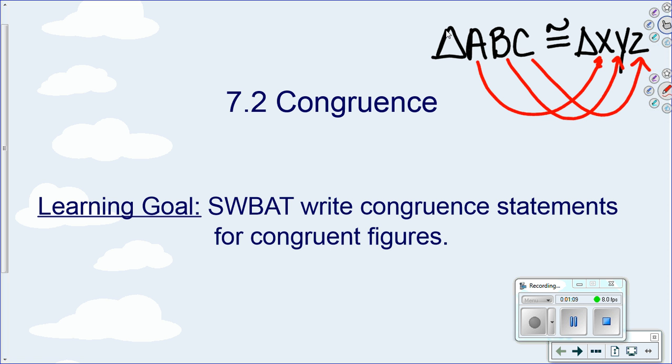Okay? What if I said side BC is 4 units? What side in the other triangle would also be 4 units, Sky? YZ. So you not only find out congruency with the angles, you can also find the congruency with all of your sides as well.